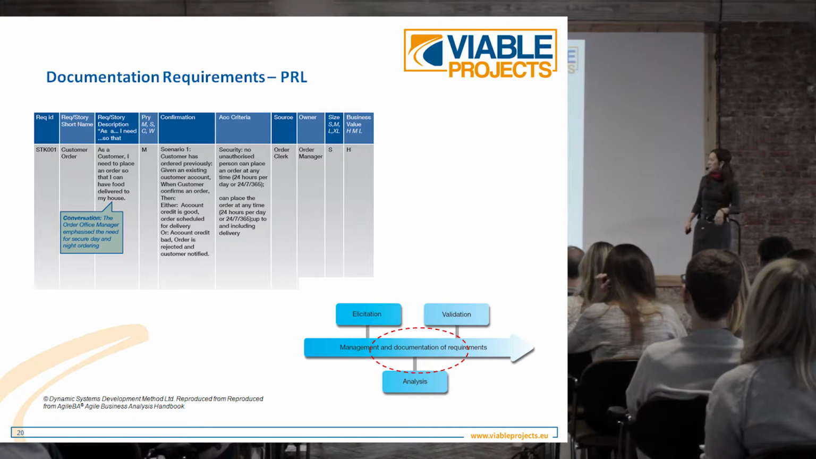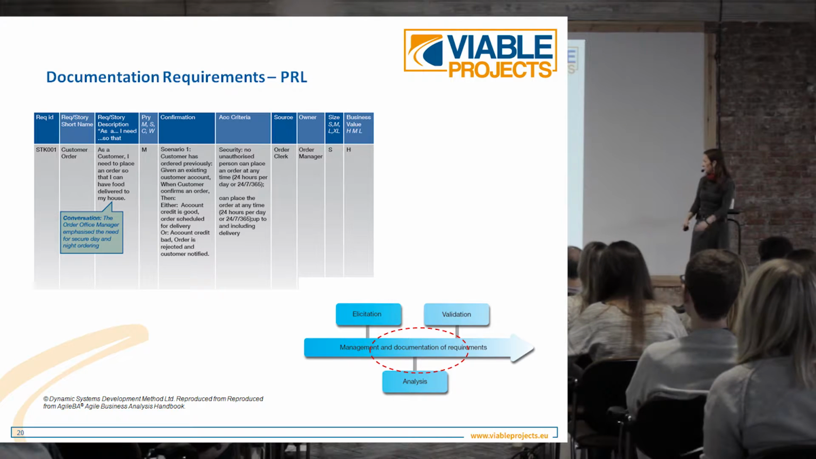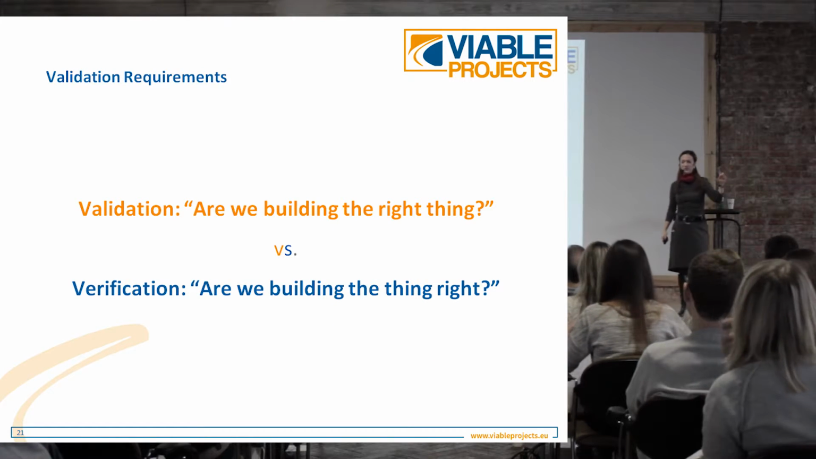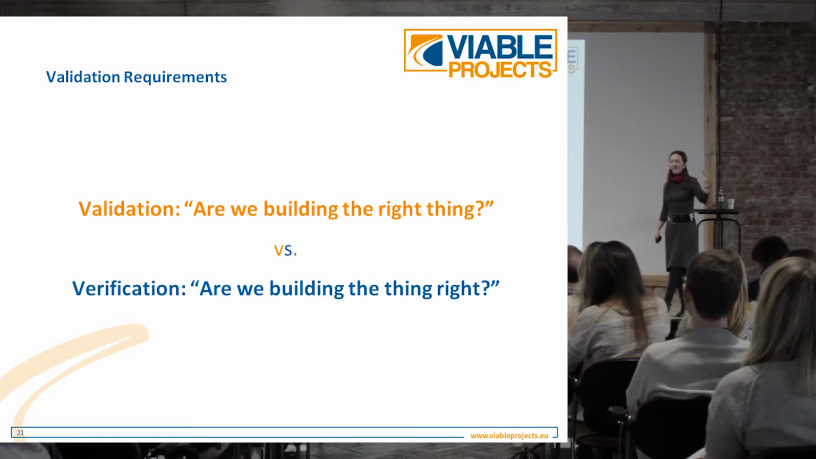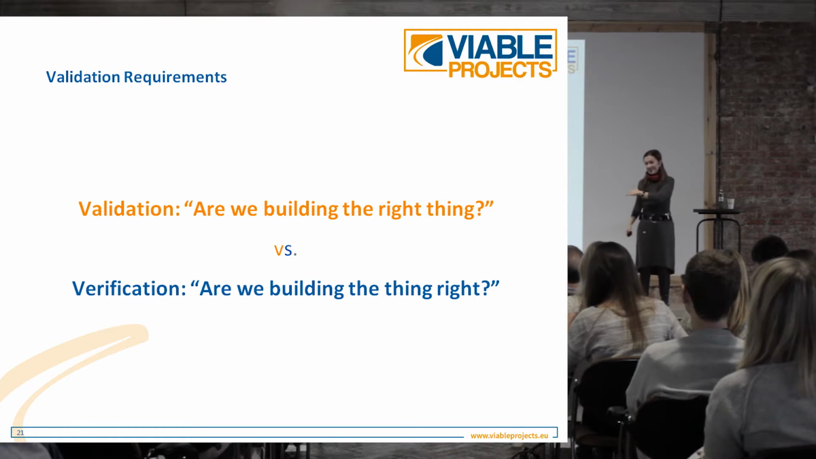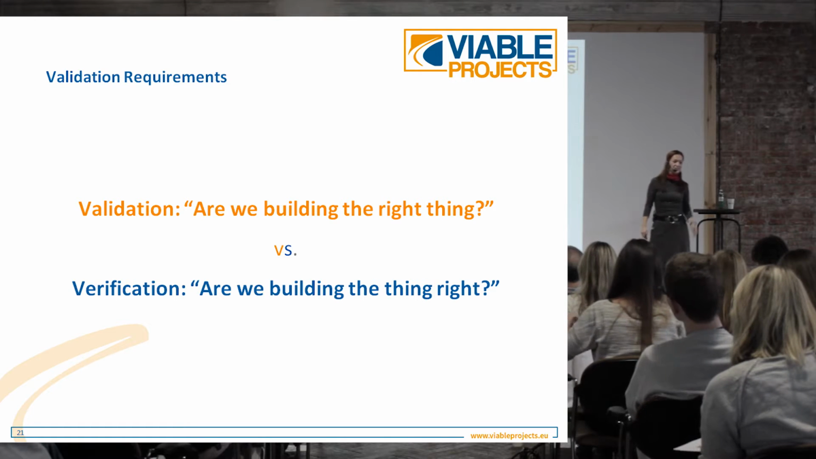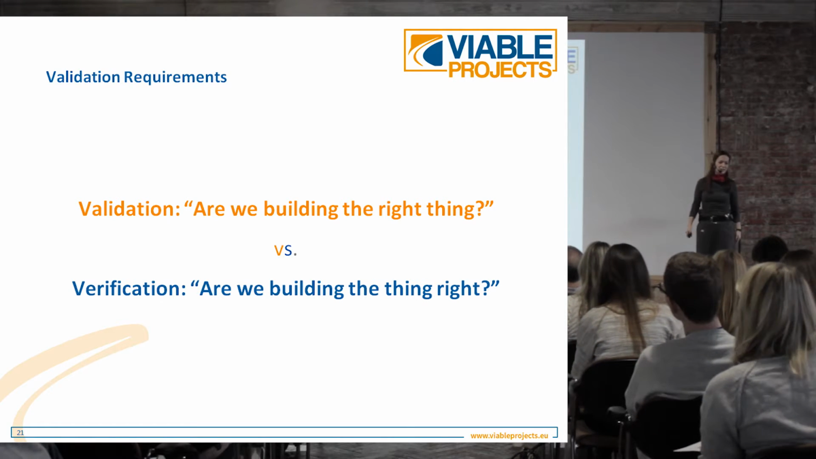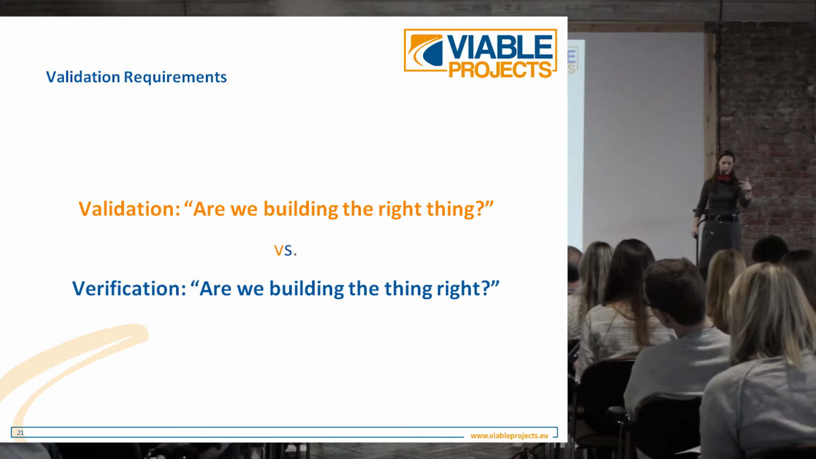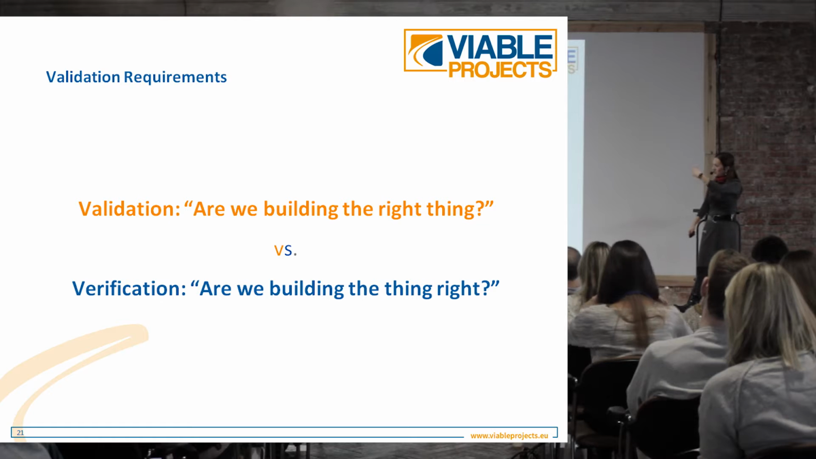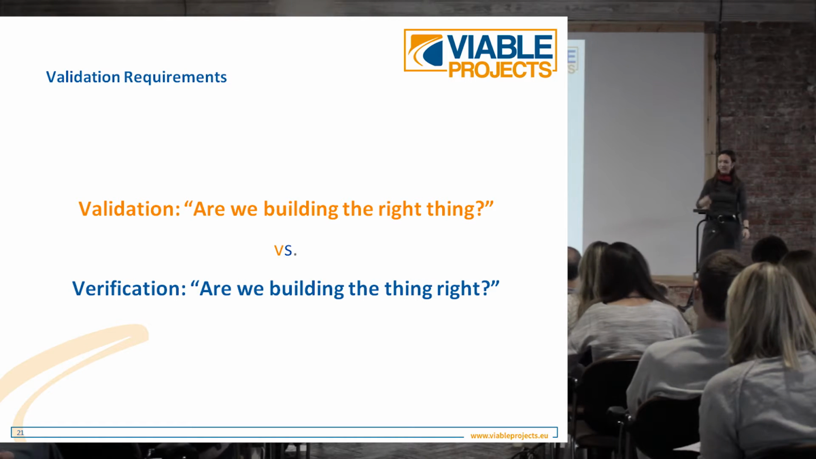So then the business analyst will make sure that all the requirements are documented, analyzed, and we need to make sure two things when we validate the requirements. Are we building the right thing? This is the validation. Are we going in the right direction? And the verification: are we building the thing right? And these are the things that we need to check throughout the whole requirement lifecycle.